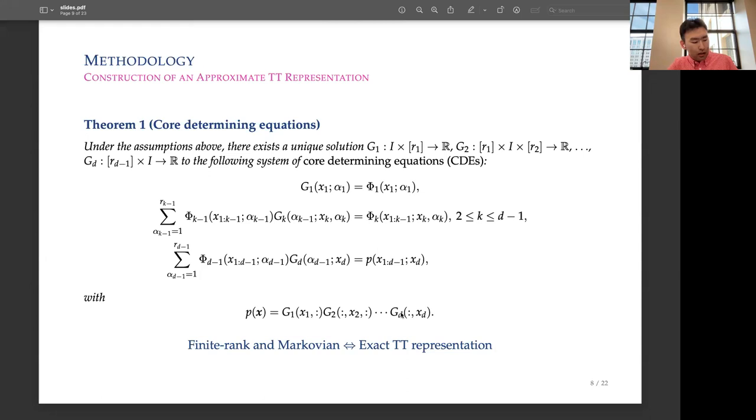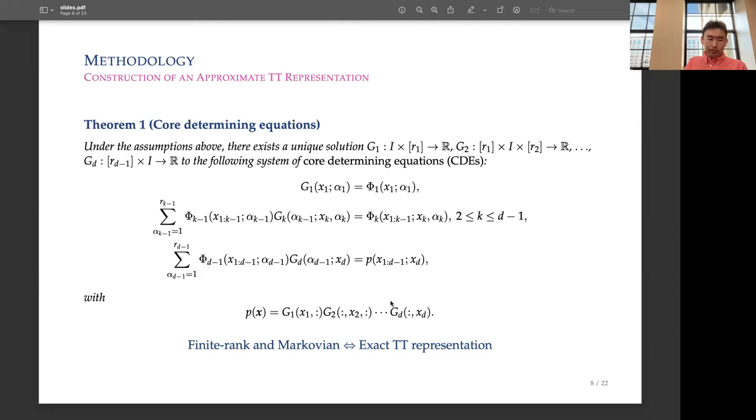and by solving these CDEs, we have the following tensor-train representation of this ideal density function P. Well, it can be easily seen by directly plugging the k's equation into the k plus one equation recursively. I will not give a thorough proof here, but it is quite straightforward. So by this theorem, we can see that two assumptions, namely the finite rank and the Markovian assumptions, can guarantee an exact tensor-train representation here.